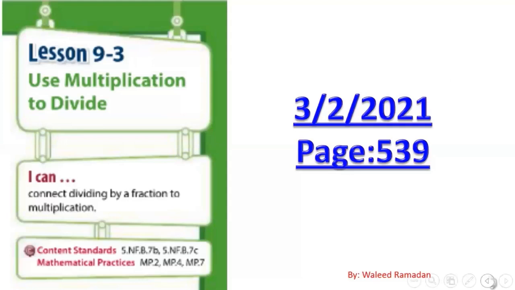How to use multiplication to divide. Suppose we have a division statement just like 4 divided by 1/3. How can I use multiplication to divide? Okay, I will tell you a story. From that, you will know how to use multiplication to divide.